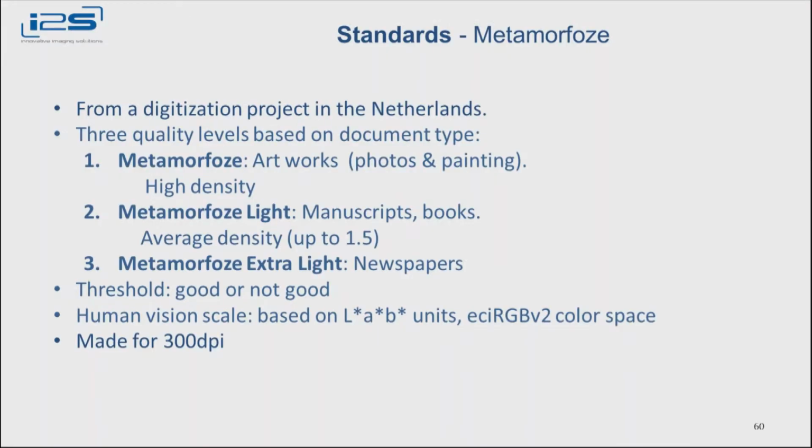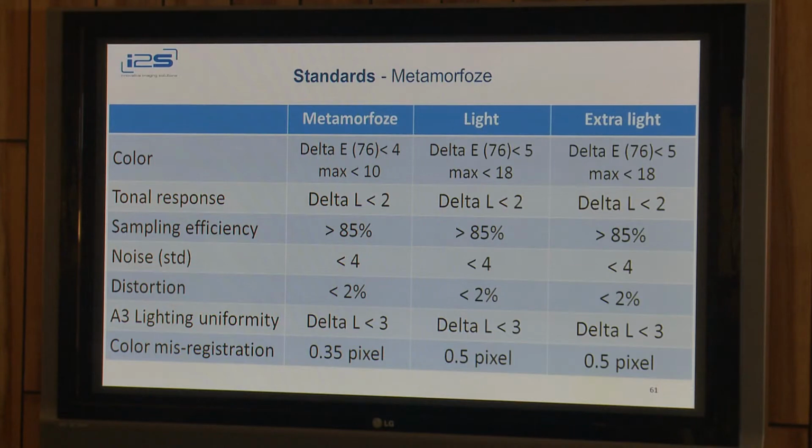All the units are based on human vision, so that means LAB units. And because of that, the color space is ECI RGB, which has an L-star curve for the gamma correction. And again, it's made mainly for 300 dpi, even if you can apply it at 400 dpi. So this is just a sum up.